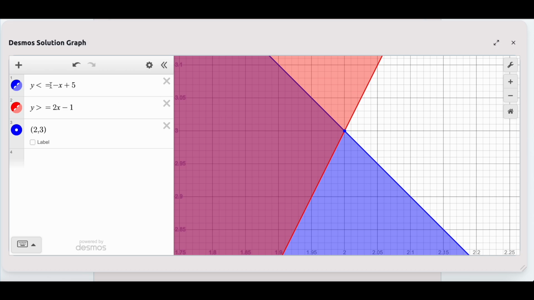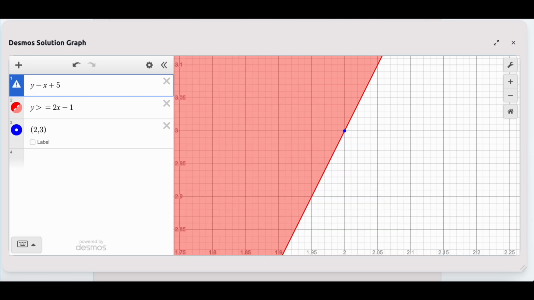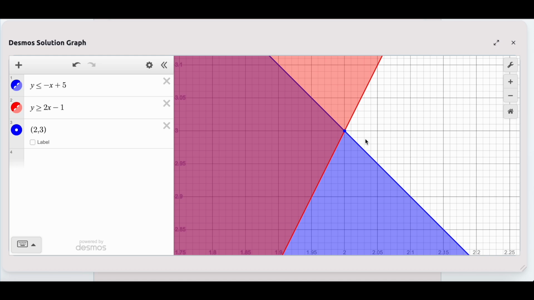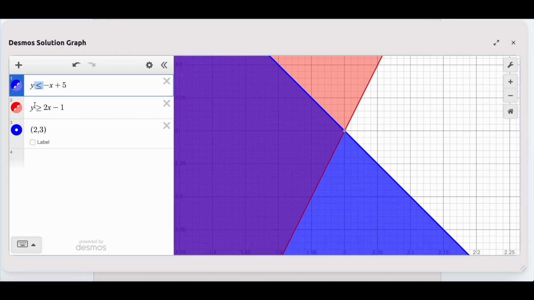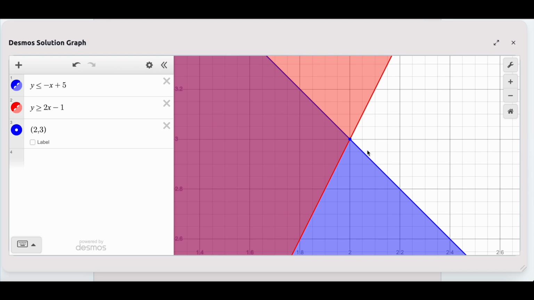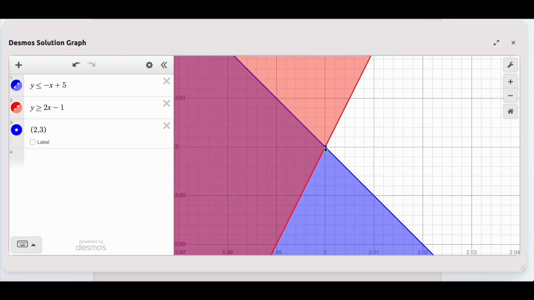The formatting got a little messed up. This is y is less than or equal to, and this is y is greater than or equal to. Because it's less than or equal to and greater than or equal to, that means that along the line actually counts as a solution. So that's why it's fine for this point to lie over here.